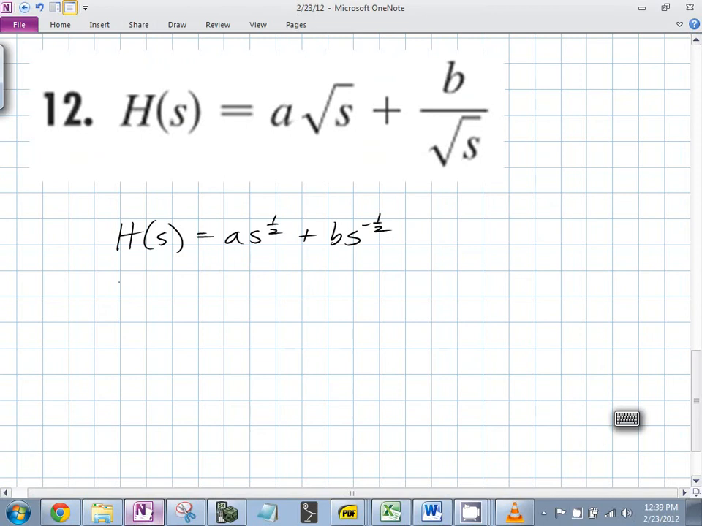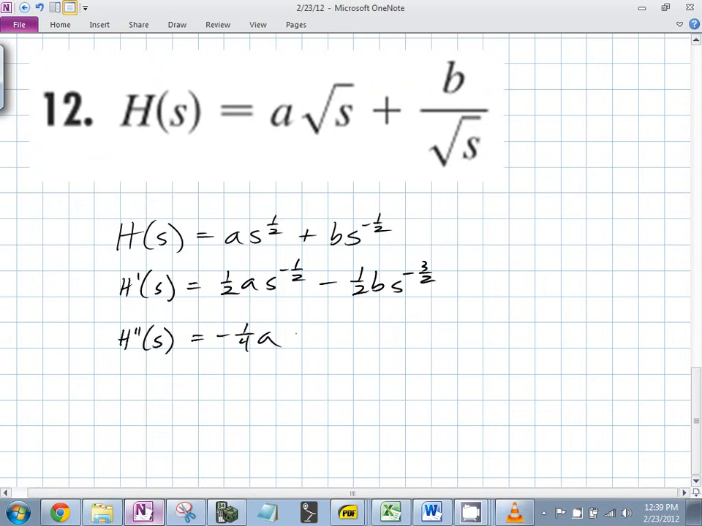So h prime of s is going to be 1 half a s to the negative a half minus 1 half b s to the negative... H double prime of s is going to be negative 1/4 a s to the negative 3 halves plus 3bs to the negative 5/2. All done. There's no product rule here because there's no two things being multiplied together that are variables. Wait, 3bs? Yeah, because the negative cancels, oh, negative 3/4. Sorry, 3/4. Thank you.